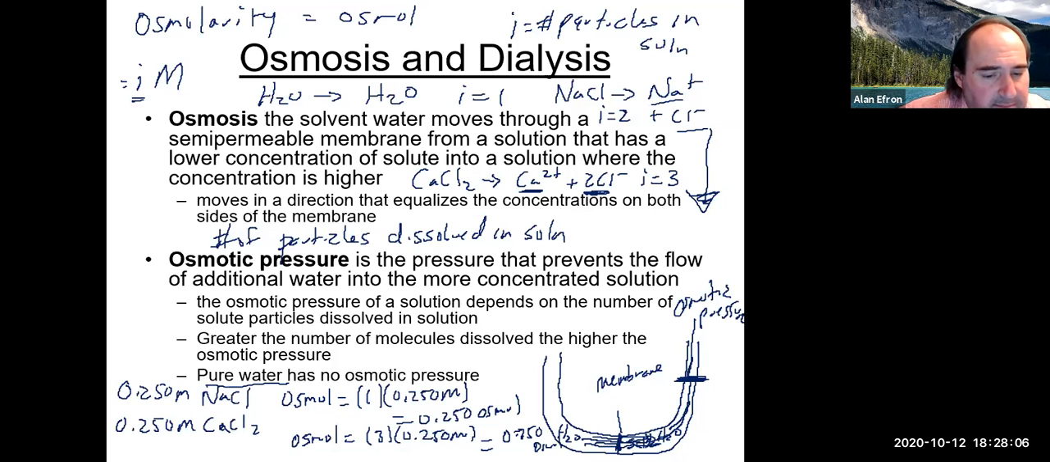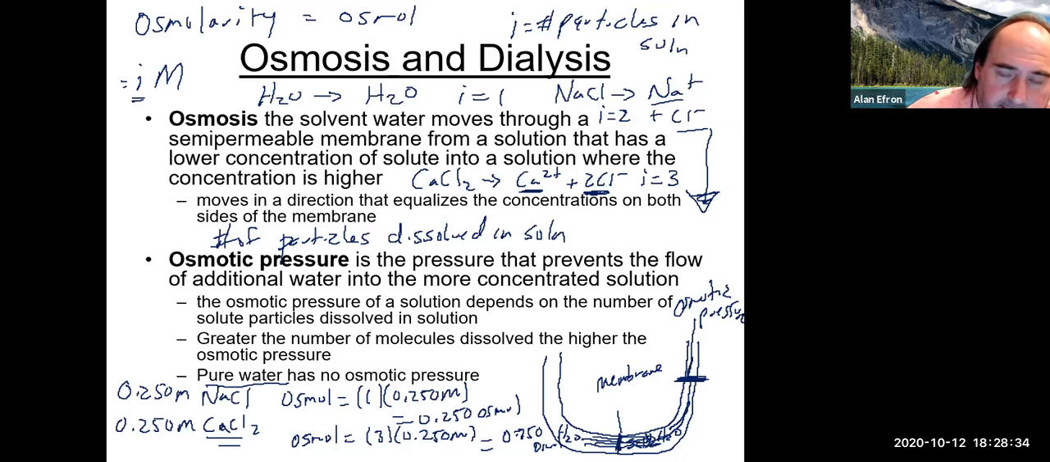And that would be much higher in terms of the osmotic pressure, again, because it has a lot more particles dissolved in the solution. So the greater the amount of particles dissolved in solution, the greater the osmotic pressure, and the lower the amount, the lower the osmotic pressure. And again, water really doesn't have anything dissolved in it, so it really has 0 in terms of the osmotic pressure.